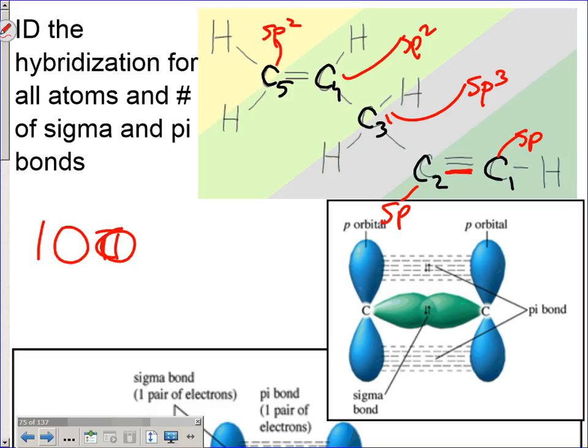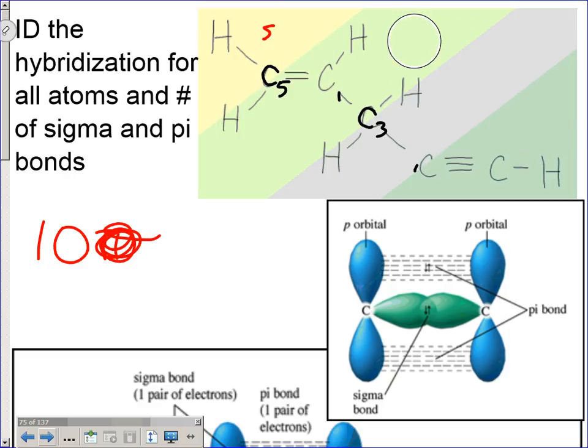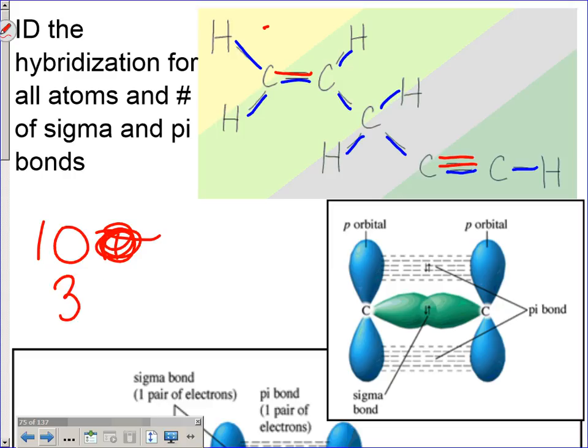Where are they? Let me erase. My sigma bonds are the start of the bond. They're the first overlap that occurs. So you have a sigma here, 1, 2, 3, 4, 5, 6, 7, 8, 9, 10. What I've not highlighted, those will be considered what? Pi bonds. How many pi bonds are here? 1, 2, 3. Because you need those pi bonds to do the double and triple completion past the single bond that originally formed.